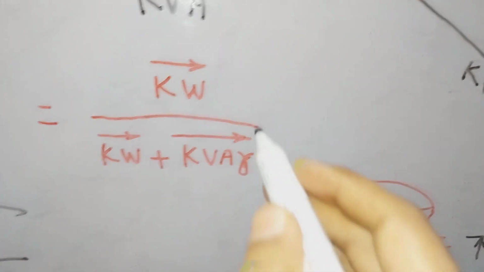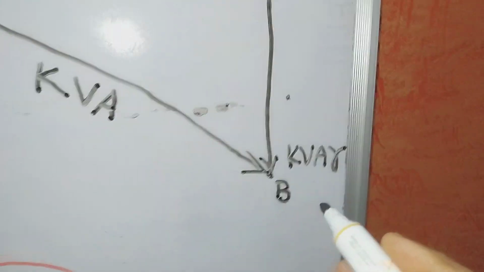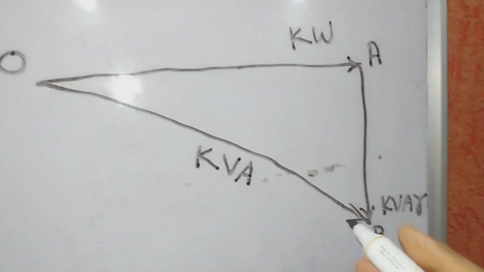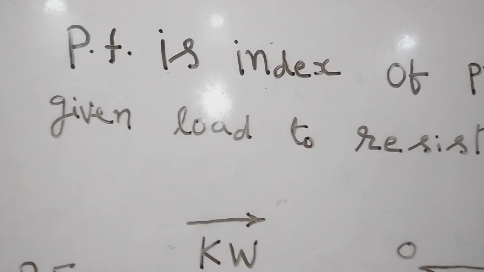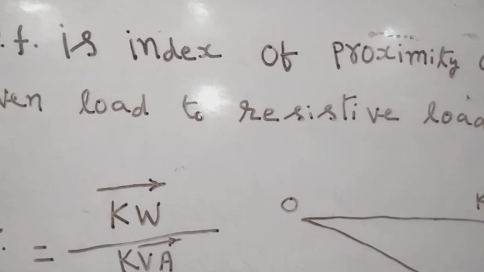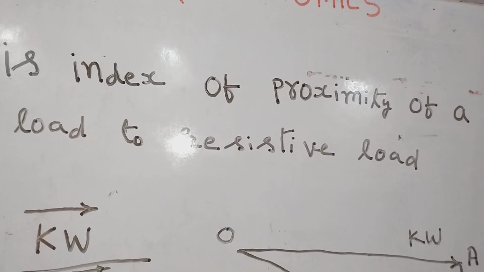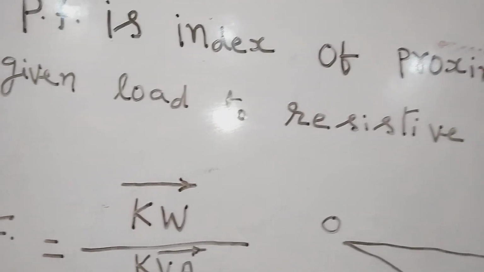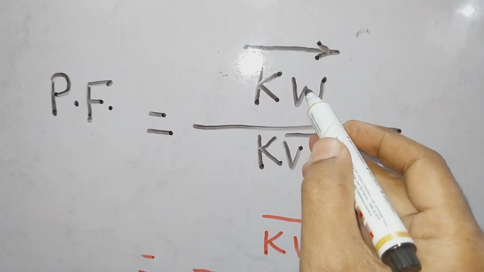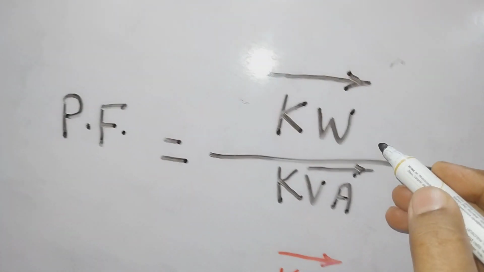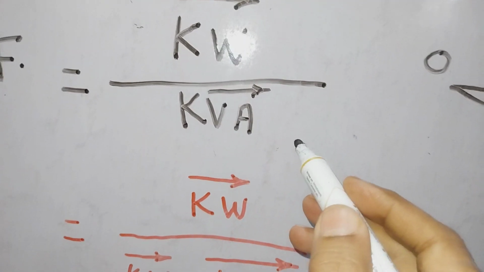Active power is in watt or kilowatt. Reactive power is in VAR or kVAR. And apparent power is in kVA. Power factor is defined as the index of proximity of a given load to a resistive load. Thus, the second definition of power factor is kW divided by kVA, in vectorial form.